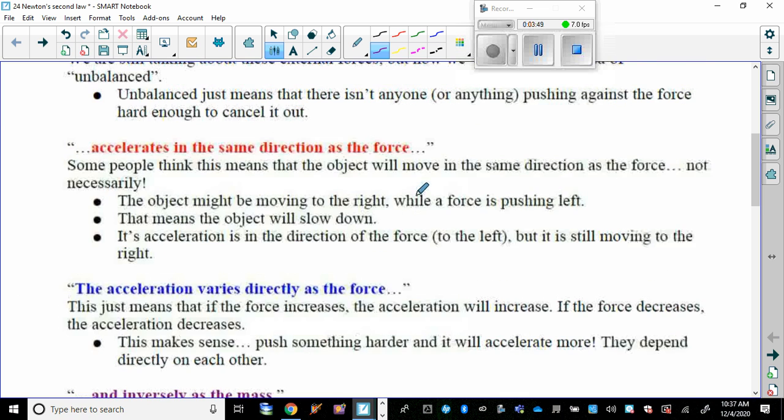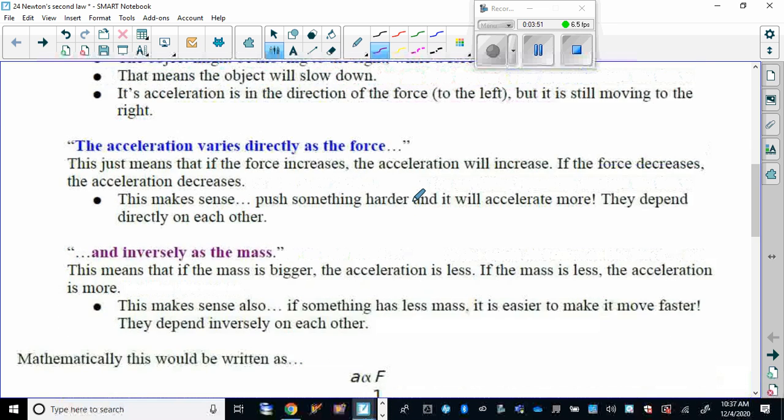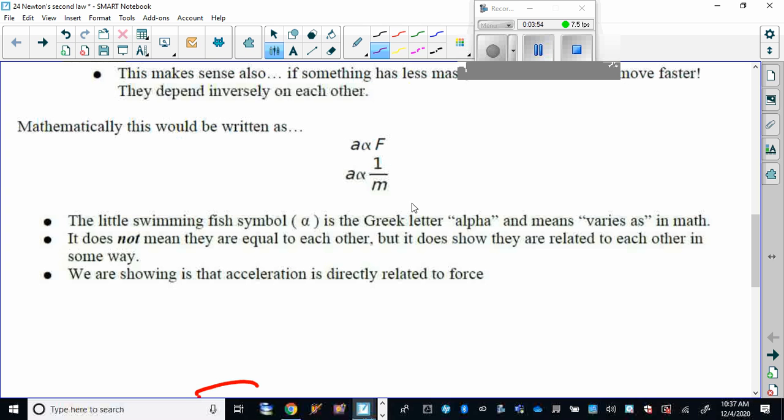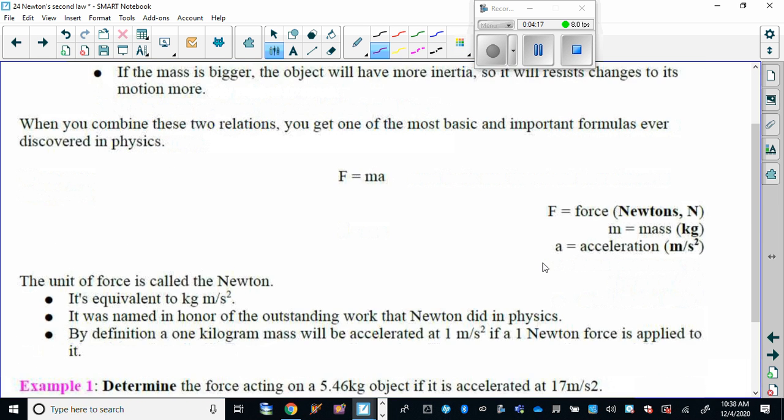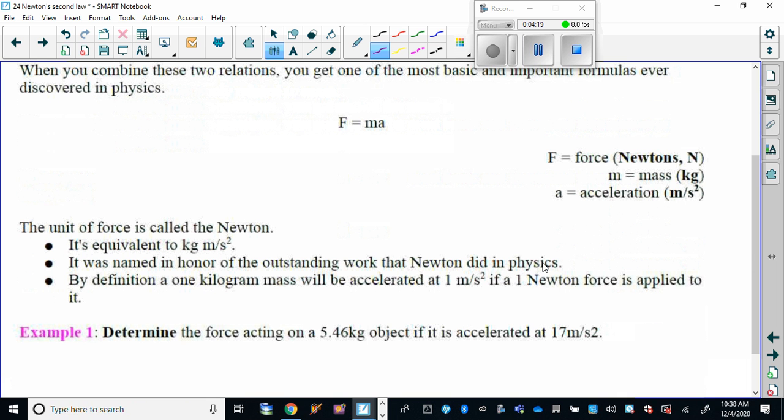Okay, so here we go. You can read over your notes. I've kind of just explained all this, and here's the relationship stuff. Relationships are important. The little swimming fish symbol is the Greek letter alpha. It means varies as. It does not mean that they're equal. So it just shows a relationship. It shows that if one is increasing, the other is increasing, or if one is increasing, the other is decreasing. Okay, and then here we go. Here's the formula which you normally see it in. Again, I'll remind you that on your formula sheet, it looks like this.